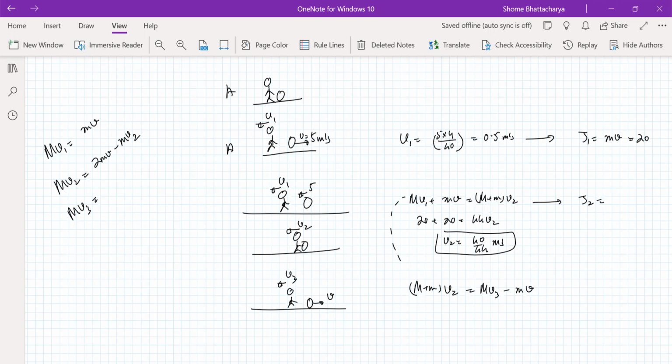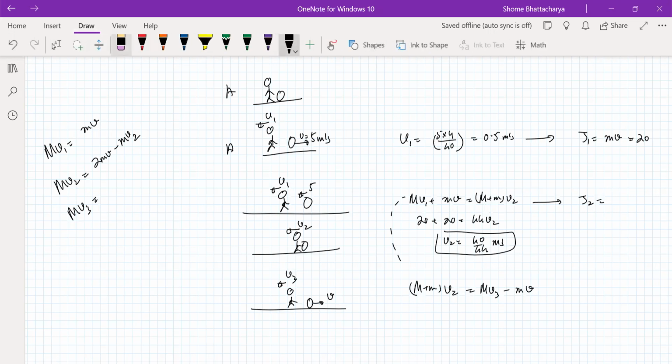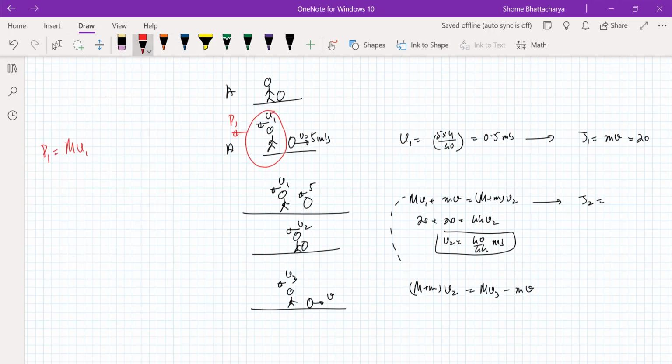Right. So here's the idea. Let's look at this momentum. P1, that is A's momentum after the first time he throws, is equal to mv. Then let's look at this momentum, not A's, but A plus the ball's momentum. How much does that become? That becomes mv1 plus mv, no? Because this momentum is equal to this.